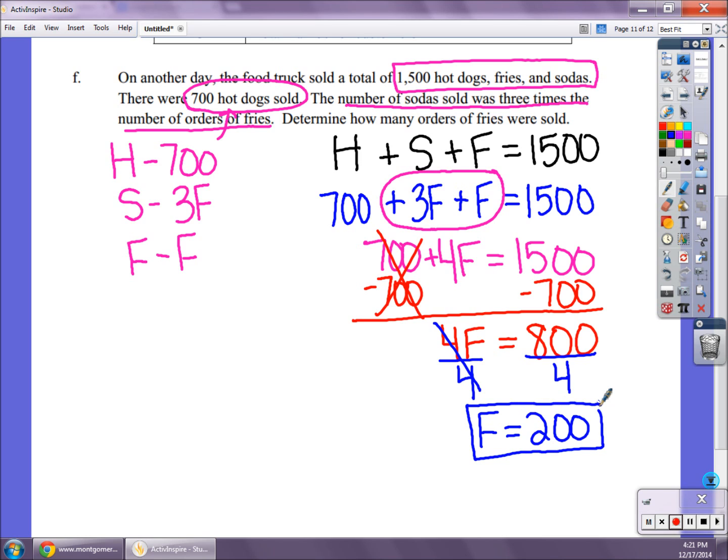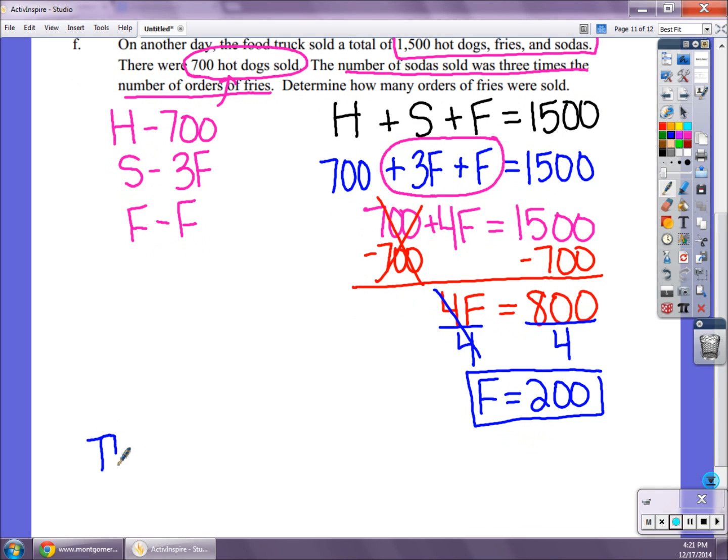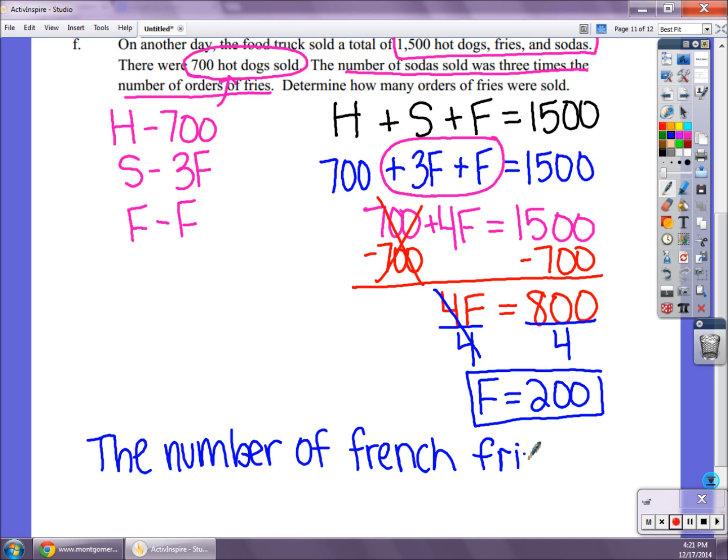Because this is a word problem, I like to answer in words, so I'm going to add a sentence here. I'm going to say the number of French fries sold was 200. And there's a lot of ways that we could have said that. We could have said there were 200 French fries sold that day, and so on. That completes problem number 6, and I hope you'll join me for our next video.